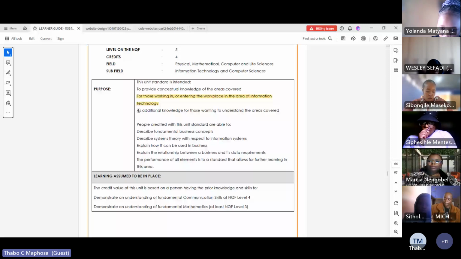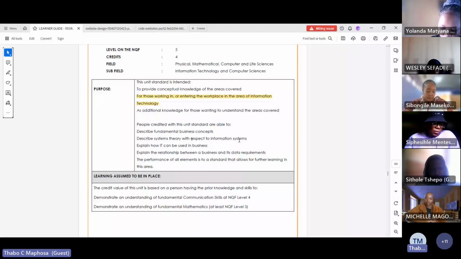People completing this unit are supposed to be able to do a bunch of things: describe fundamental business concepts, which is what we're looking at now, and describe the system theory with respect to information systems, explain how IT is used in businesses, explain the relationship between a business and its data requirements, very important, and perform all elements to a standard that allows for further learning in this area.